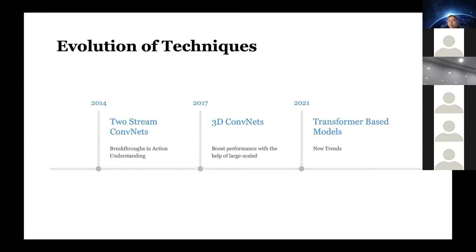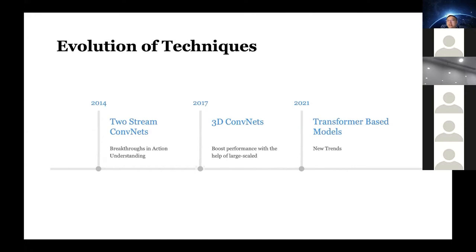Over the past 7-8 years, there have been three important revolutions of technologies in deep learning for video understanding. In early days, the two-stream convolutional network, which uses two branches, one for appearance and the other for motion, showed promising performance compared to traditional handcrafted feature-based methods.